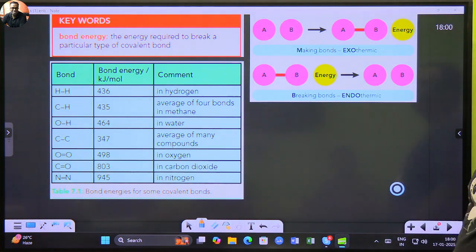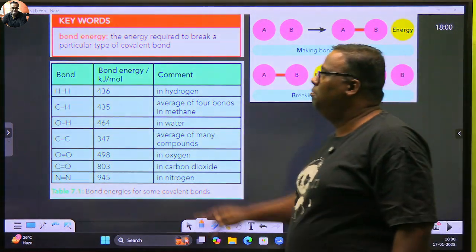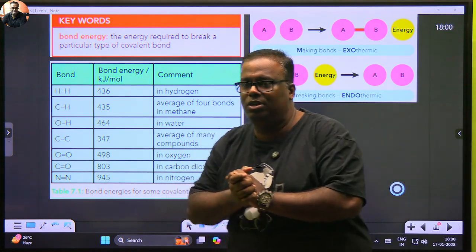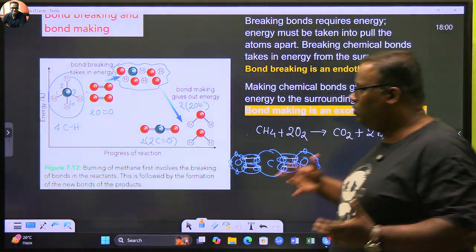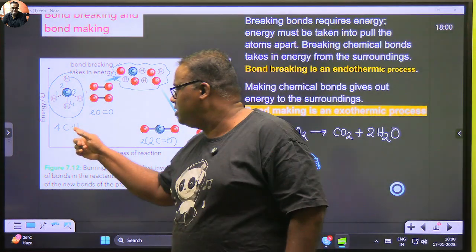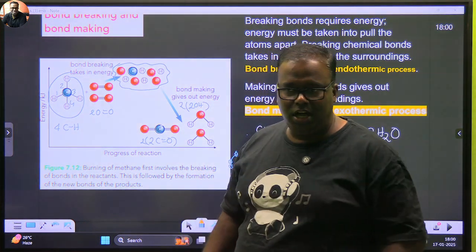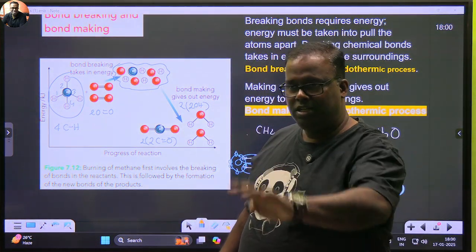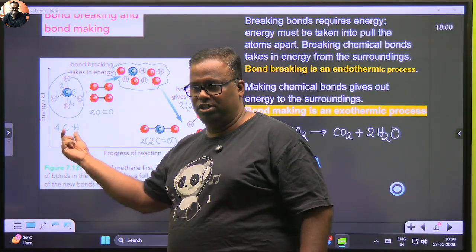Let's move ahead. So some keywords. What are the keywords we have? Bond energy now. What is bond energy? The energy required to break a particular type of bond. If you go back to our slide, we will now calculate some bond energy. So what is this? This is a carbon hydrogen bond. In methane, how many carbon hydrogen bonds you have? 4, right? So bond energy is the energy associated with each bond.